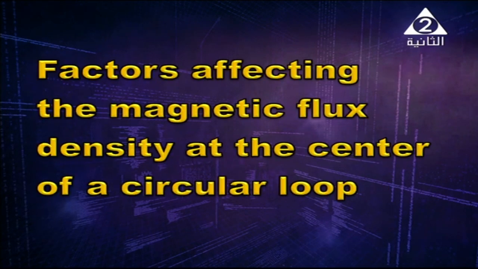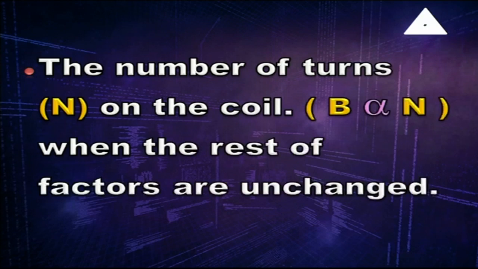And now talking about the factors affecting the magnetic flux density at the center of a circular coil. First of all, the number of turns, and we expect the relation, yes, B is proportional to the number of turns. The greater the number of turns, the greater the magnetic flux density. And this happens, of course, when the rest of the factors are kept constant. So the first factor is the number of turns.